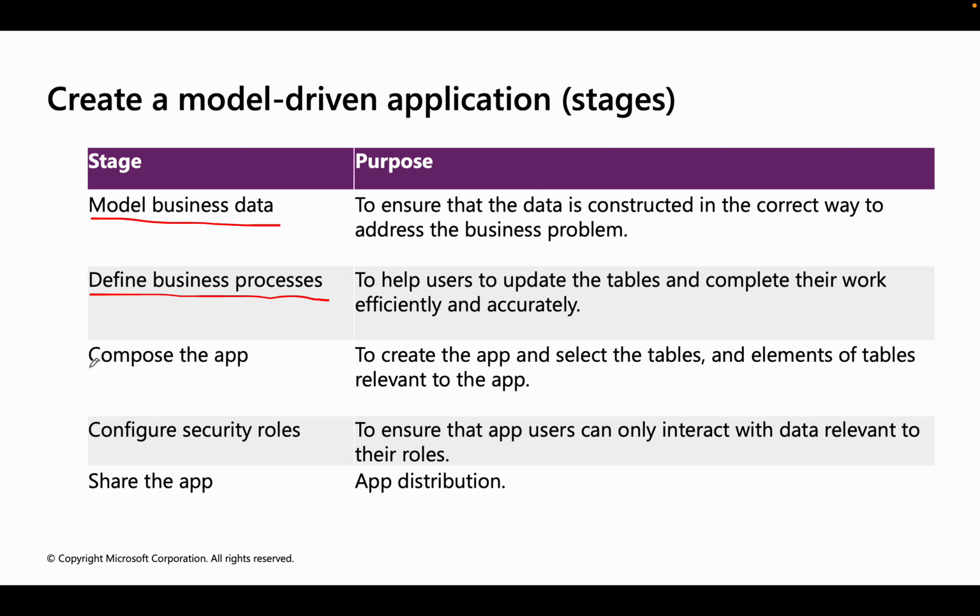And then the third one is compose the app. So you compose your app, you create your app, and select the tables you want and the elements of the tables relevant to the app. And the fourth step is to configure the security rule, so ensure the app user can only interact with the data relevant to their roles. Then you may share your app, so distribute your app.